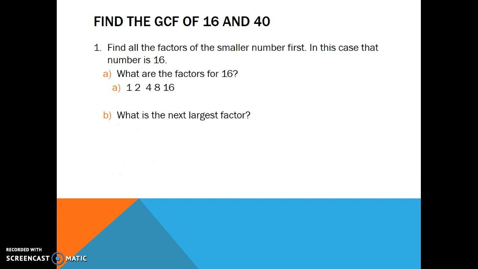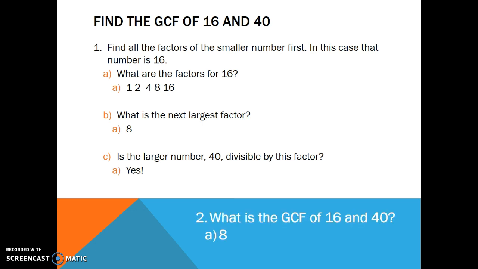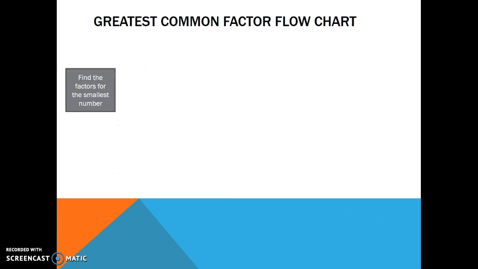The next largest factor is 8. And let's ask ourselves the same question. Is the larger number 40 divisible by this factor? The answer this time is yes, it is, because 8 times 5 equals 40. So 8 will be our greatest common factor of 16 and 40.